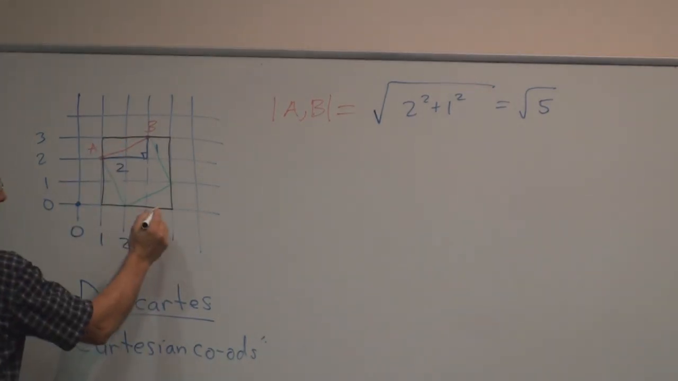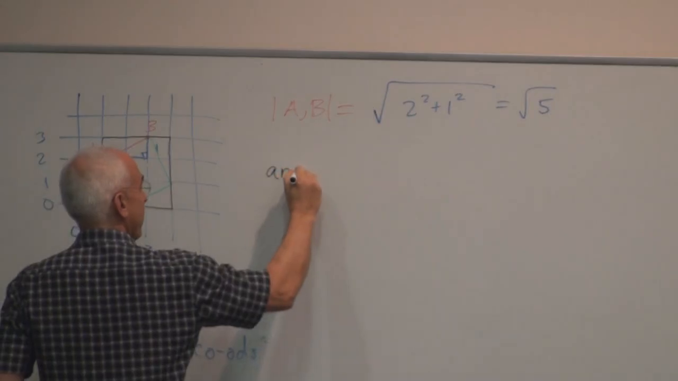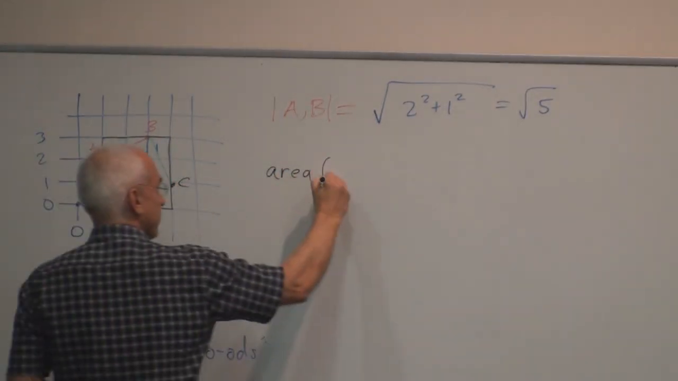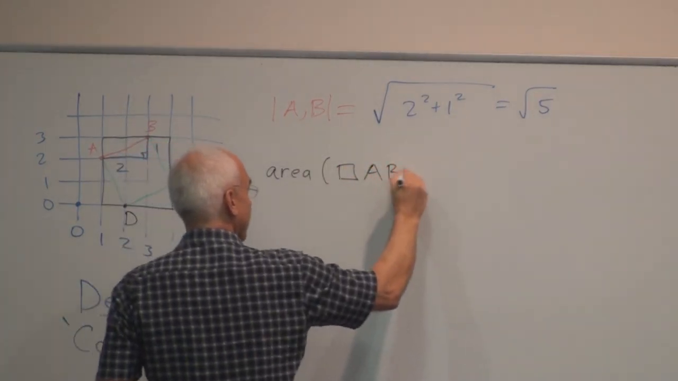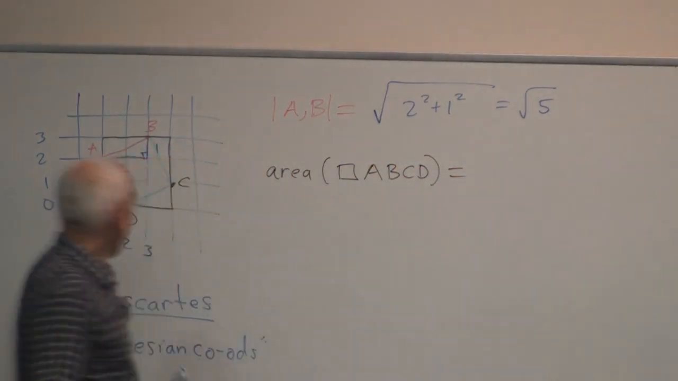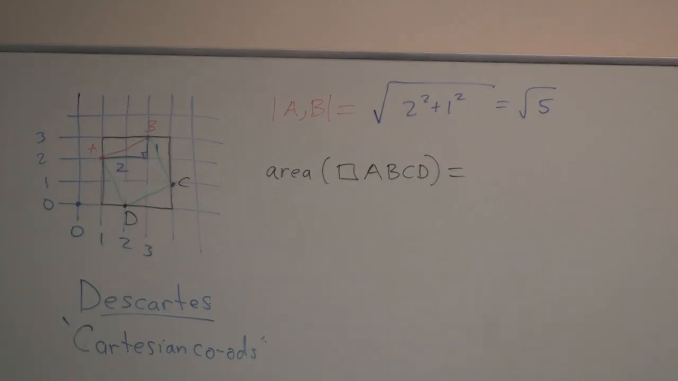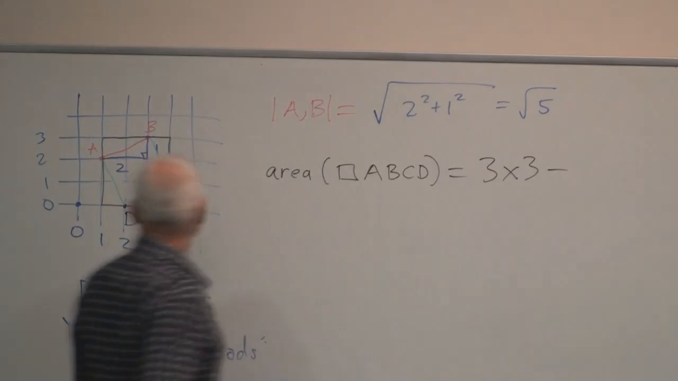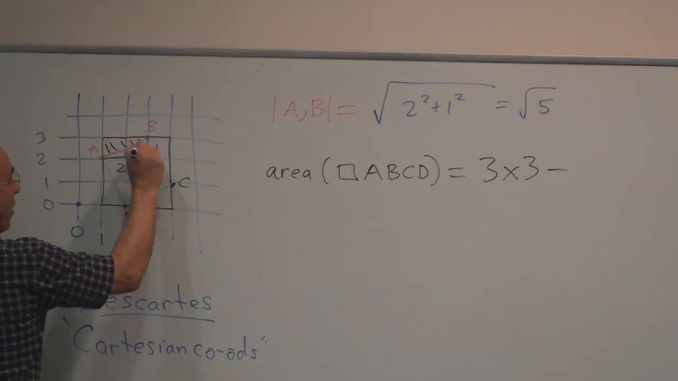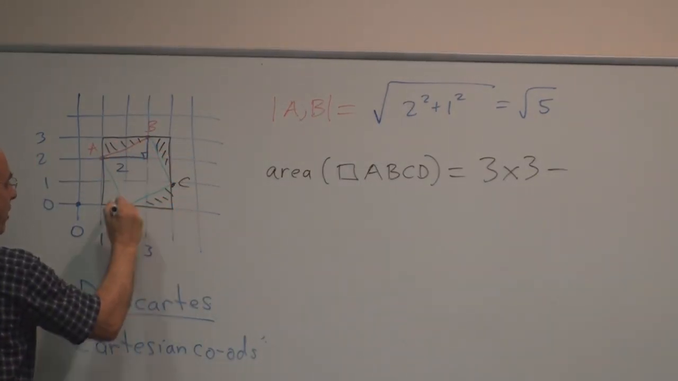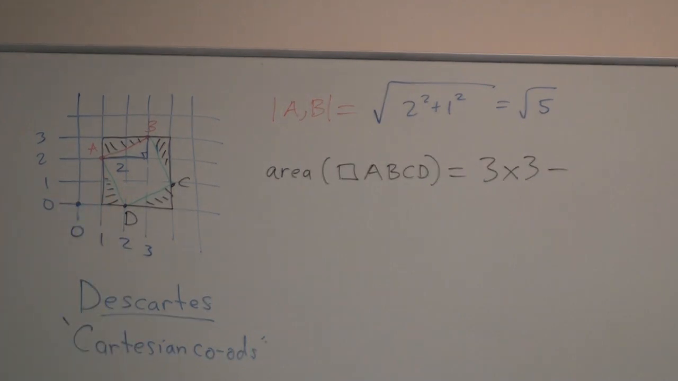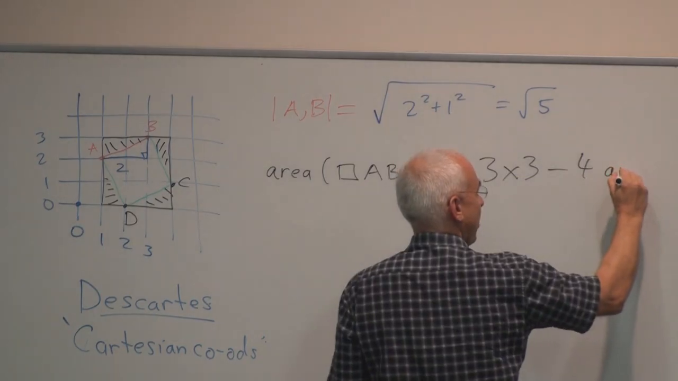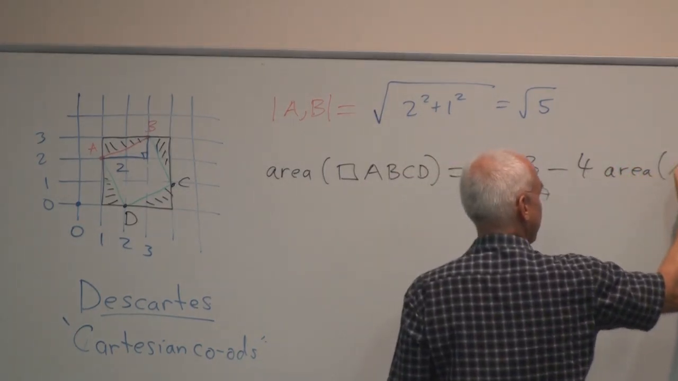Okay, what is that? Well, that's 3 times 3. So the area of our square, let's call it A, B, C, D, to give it some names. The area of the square A, B, C, D. That's the area of the big square, which is 9, 3 times 3, minus the area of these four triangles. So I'll say minus 4 times the area of the triangle.